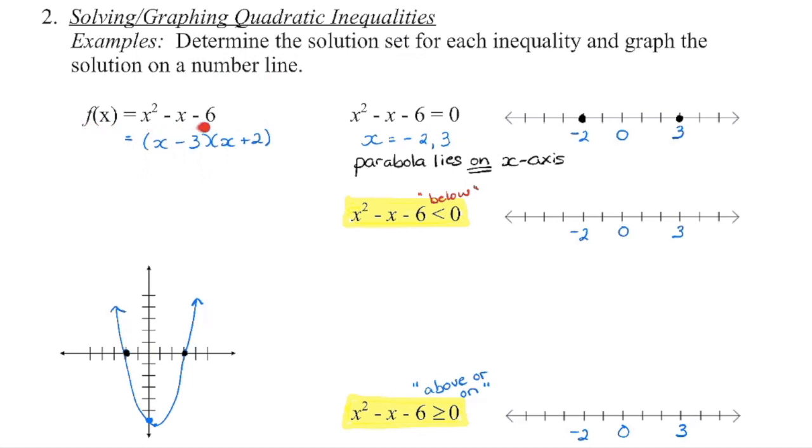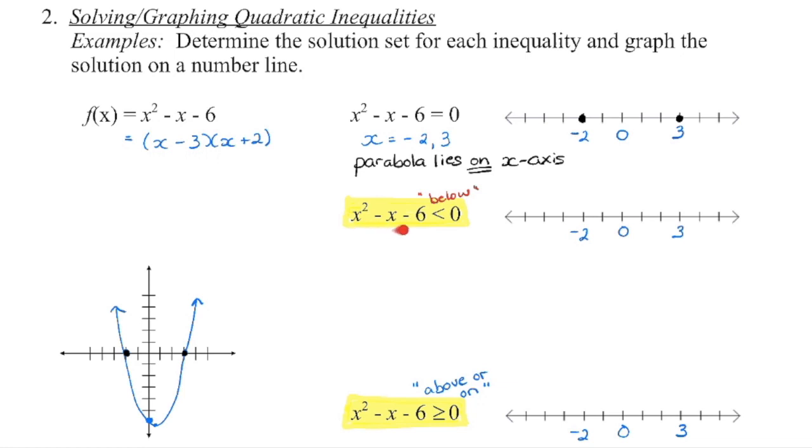I can factor this to get those x-intercepts. So one is going to be at +3, one is going to be at -2, and I know that's where that parabola will lie on the x-axis. Those are my x-intercepts. We also know that we're going to have a y-intercept of -6, and the parabola is opening up. We can also complete the square to quickly find that vertex, and then we're going to sketch this parabola. These x-intercepts are the points that divide the graph into regions.